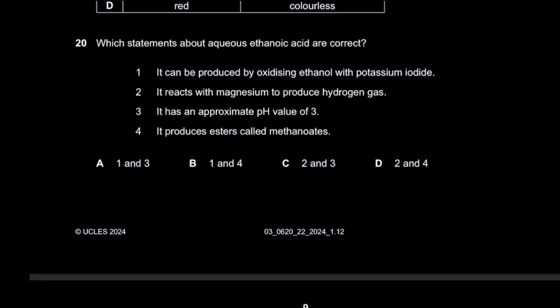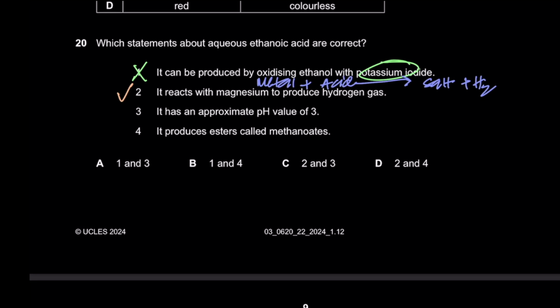Which statement about aqueous ethanoic acid is correct? It can be produced by oxidizing ethanol with potassium iodide. No sir, potassium iodide is a reducing agent. We need an oxidizing agent like acidified aqueous potassium manganate or acidified aqueous potassium dichromate, which is not in your course. It reacts with magnesium to produce hydrogen gas. Yes, any metal reacts with an acid. When it reacts with an acid, it displaces the hydrogen to give you salt, and the hydrogen that's displaced gives you the H2 gas.